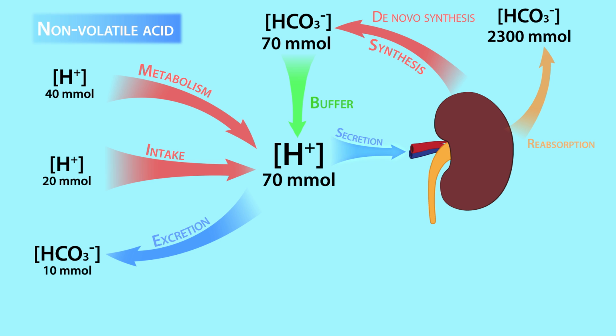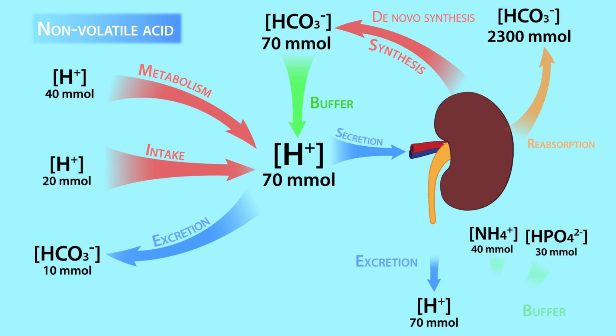Much of the secretion of hydrogen ions is coupled to the reabsorption of bicarbonate and de novo synthesis of bicarbonate. The secreted hydrogen ions are buffered prior to being excreted in the urine by bases that are filtered and generated by the kidney. Over the course of the next few lessons, we'll address each one of these concepts in greater detail and provide a lesson that puts it all together.